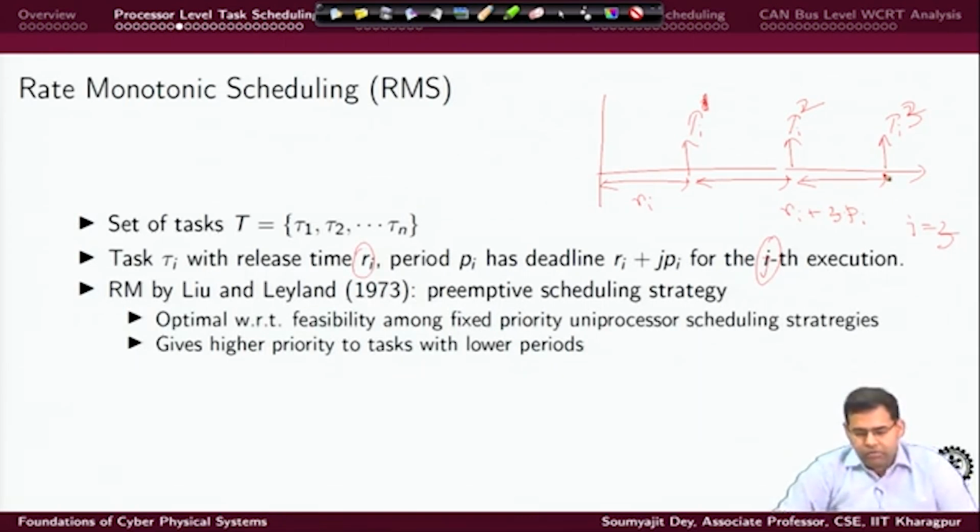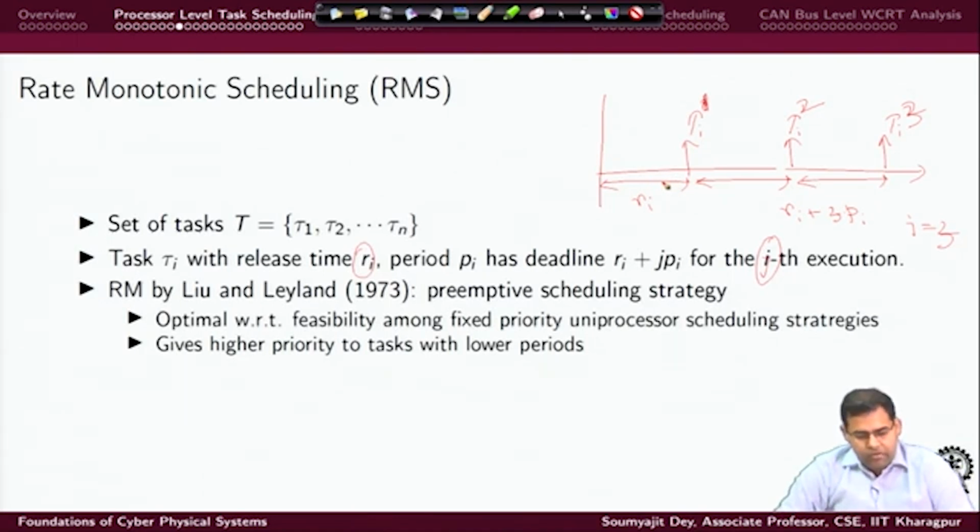Now, similarly, this is what is happening for tau 1. Similarly, you will have release instances for tau 2, similarly for tau 3, and so forth. So, this is the first release time. I will just repeat, typically this is what we call the offset here.